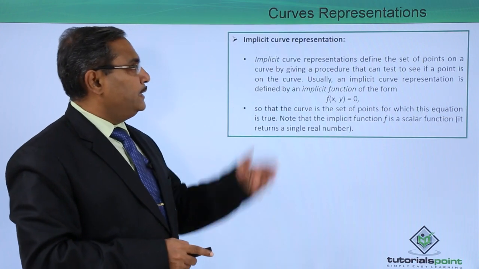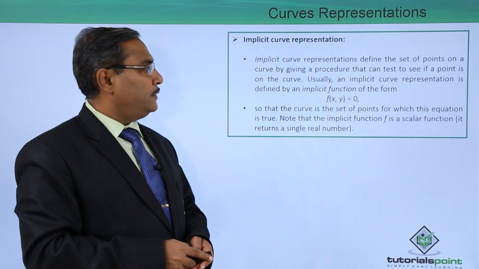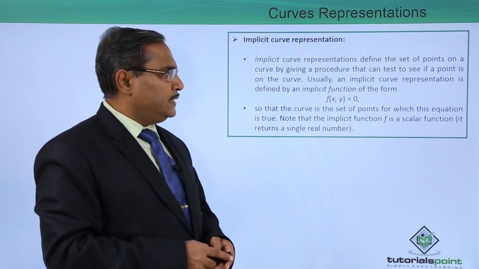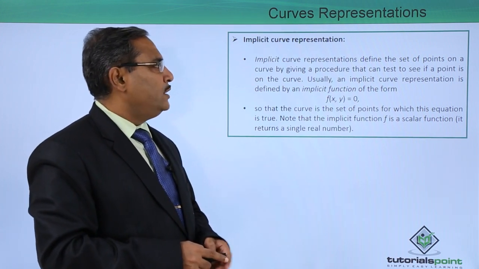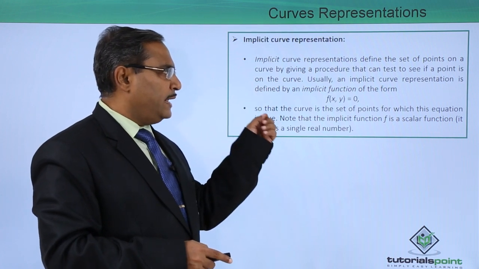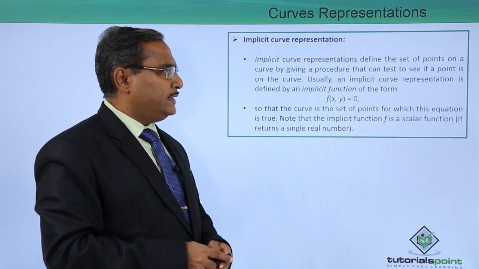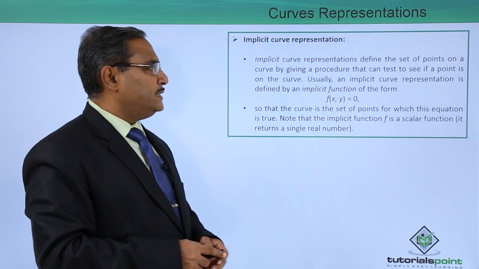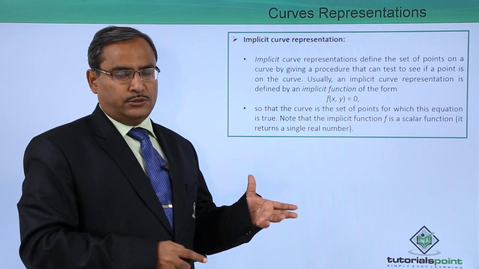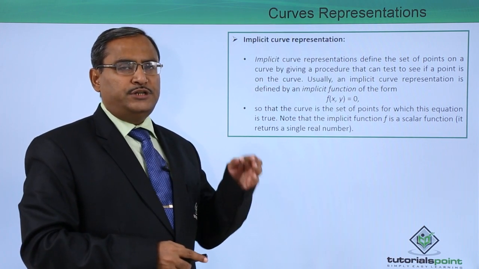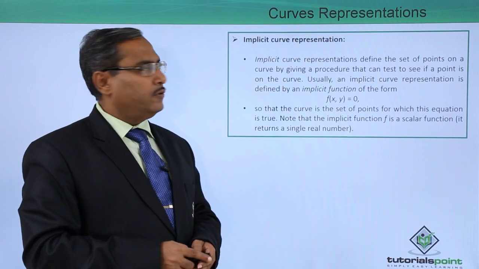At first we are starting with the implicit curve representation. Implicit curve representations define the set of points on a curve by giving a procedure that can test to see if a point is on the curve or not. So we shall select a point and we shall check whether this point is falling on the curve or not.